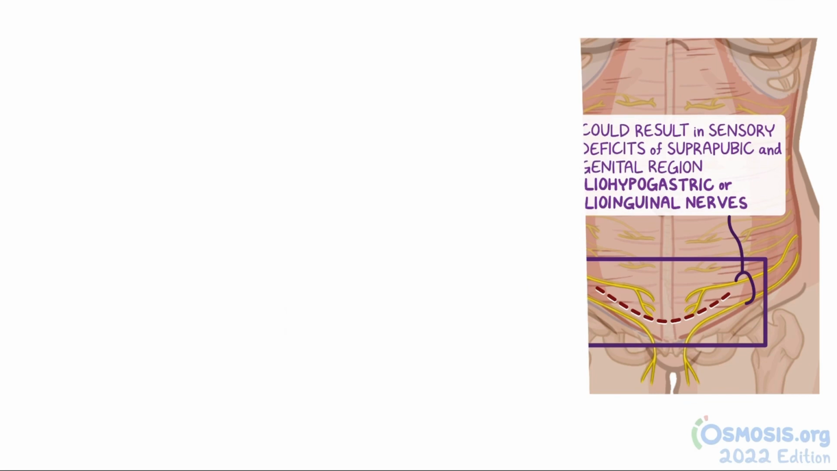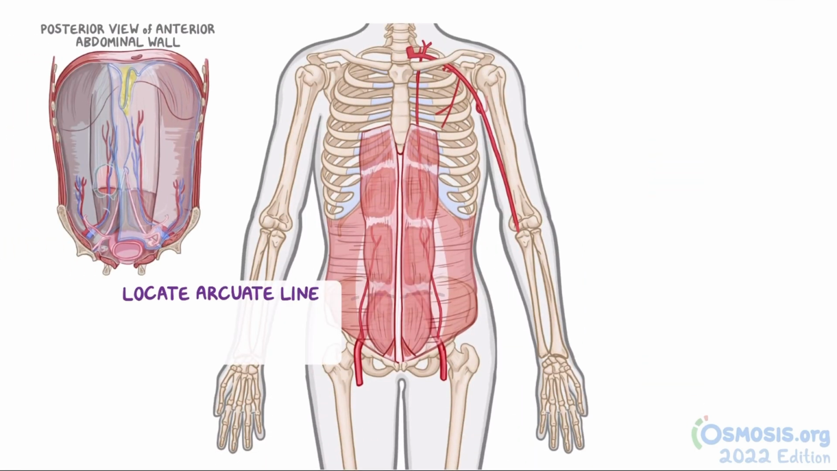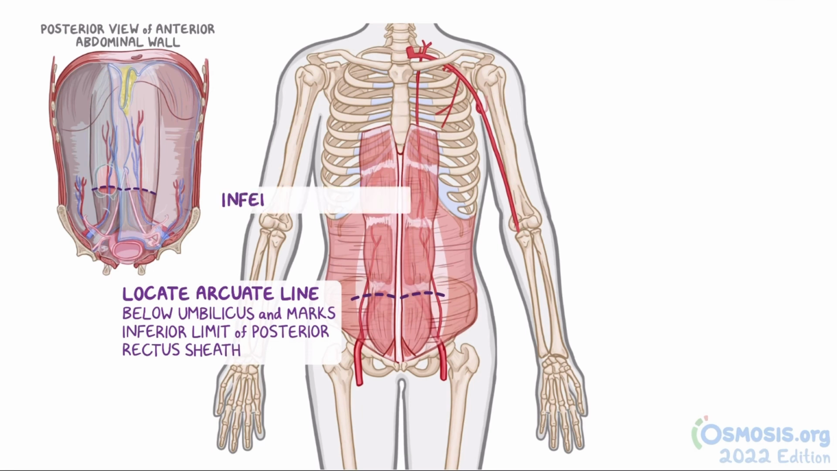In order to perform a horizontal incision, first you need to locate the arcuate line, which lies below the umbilicus posterior to the rectus abdominis and marks the inferior limit of the posterior rectus sheath. This is done in order to identify the inferior epigastric arteries, which supply the inferior portion of the rectus abdominis as they ascend on its posterior surface to enter the lateral aspect of the muscle at the arcuate line.